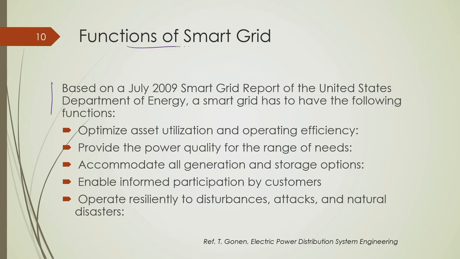Now, the functions of a smart grid, according to the 2009 smart grid report of the US Department of Energy: a smart grid should have the following functions. One is optimizing asset utilization and operating efficiency, providing power quality for the range of needs, accommodating all types of generation and storage options, enabling informed participation of the customers, which I was talking about in my last slide, and operating resiliently to disturbances, attacks and natural disasters. So, these are the things one needs to understand. These are the functionalities expected from a typical smart grid.